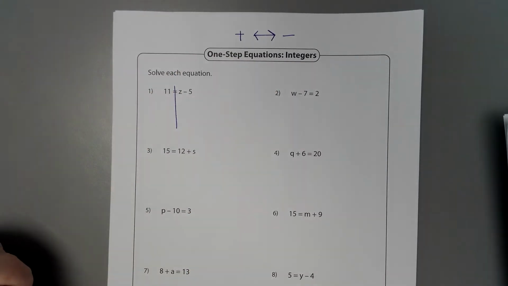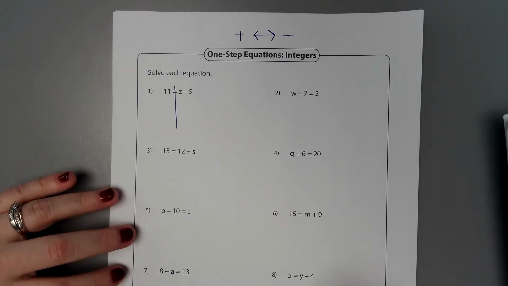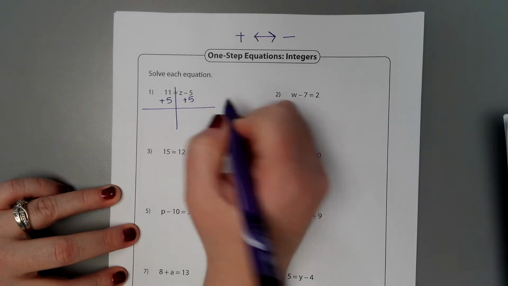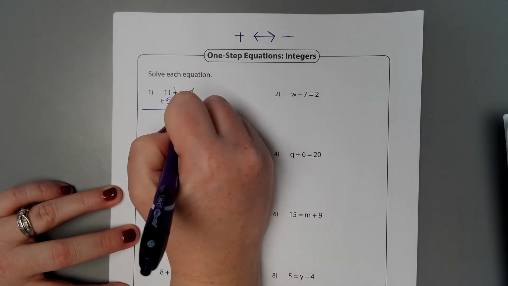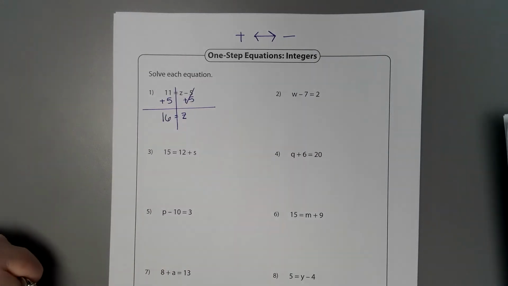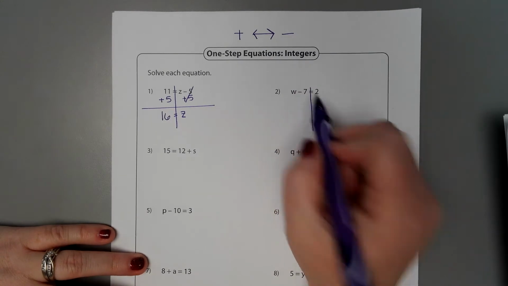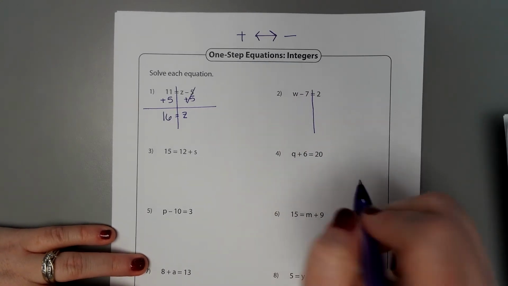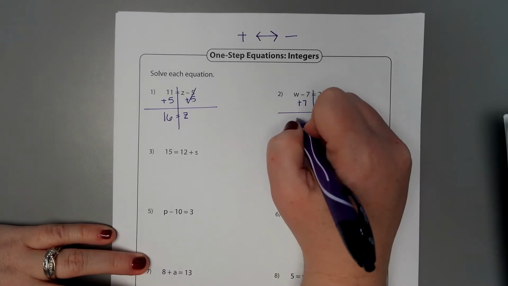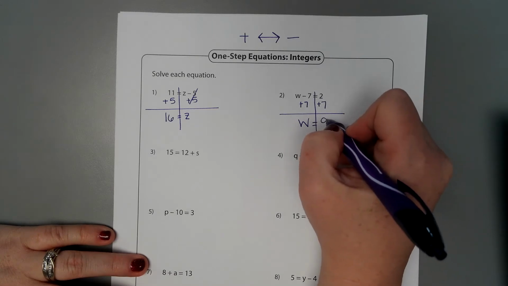Number 1 says 11 equals z minus 5. What's the opposite of minus 5? Plus 5. We cancel those out. We get z equals 16. Number 2, w minus 7. What's the opposite of minus 7? Plus 7. So plus 7, plus 7. W equals, well, 7 plus 2 is 9.